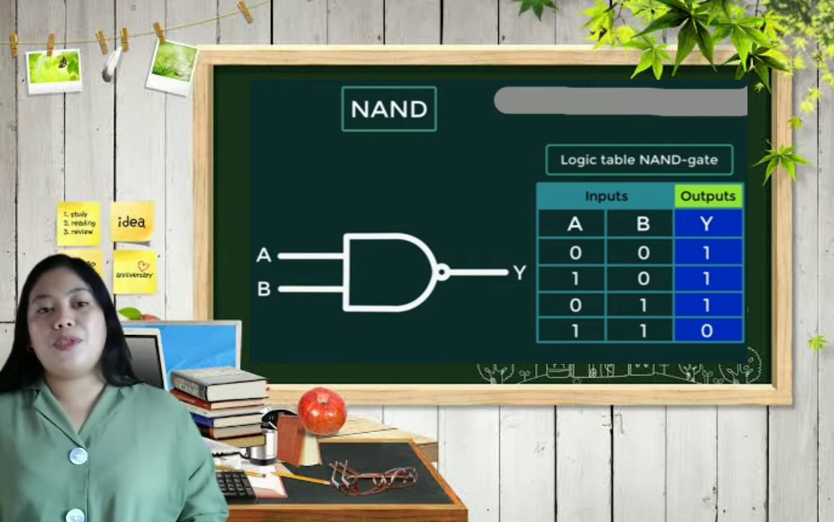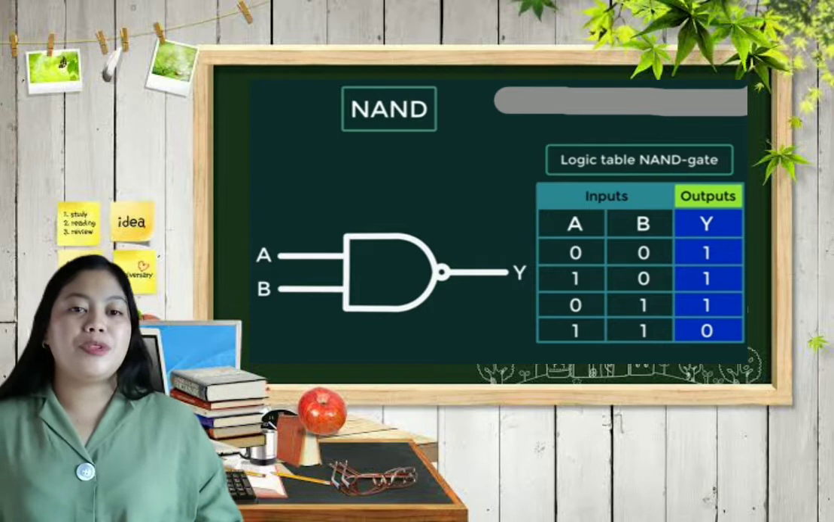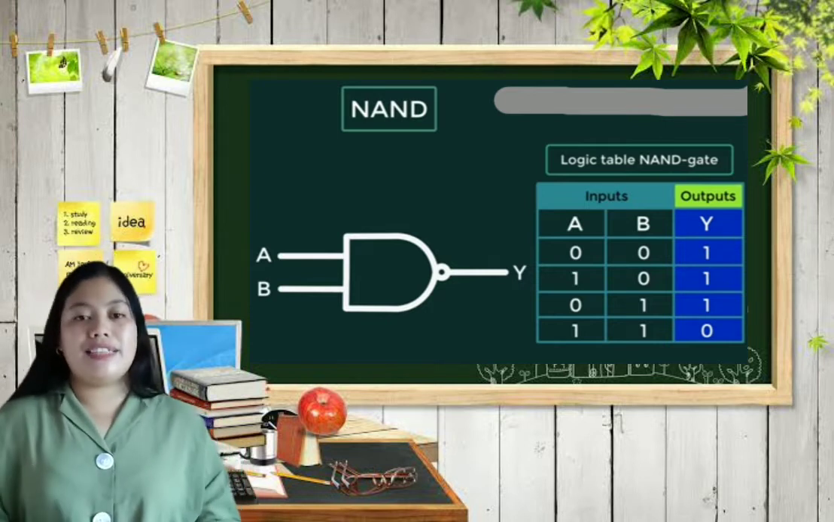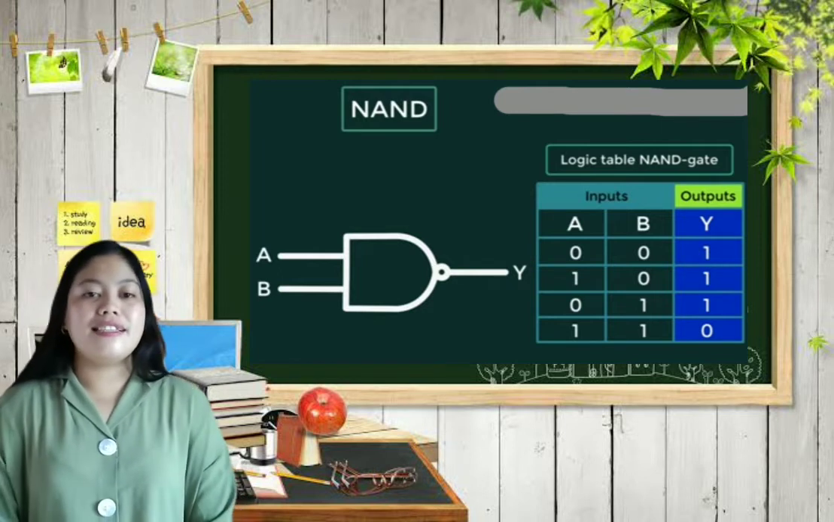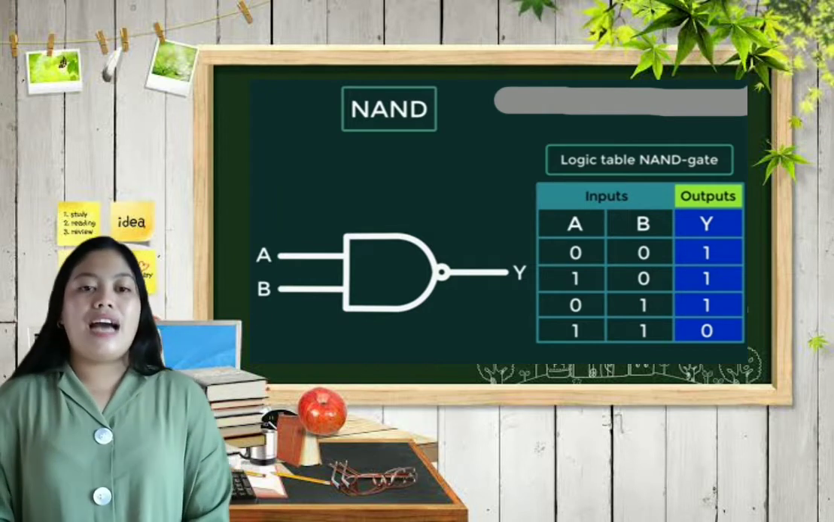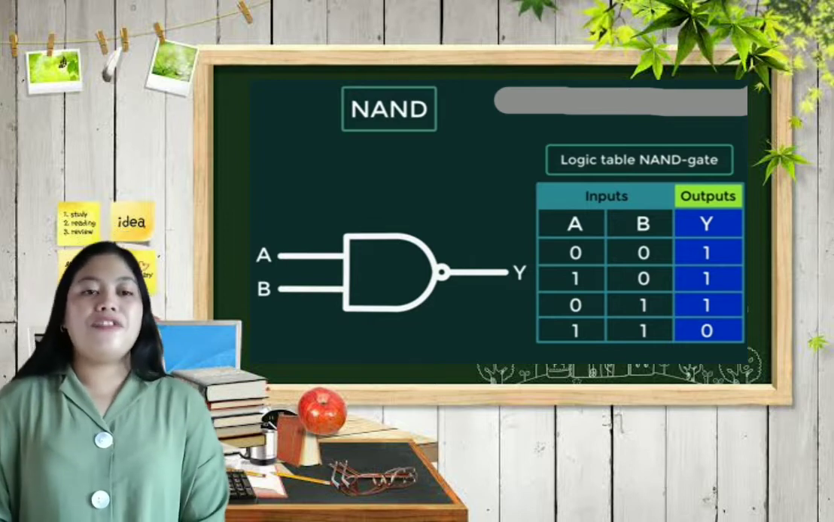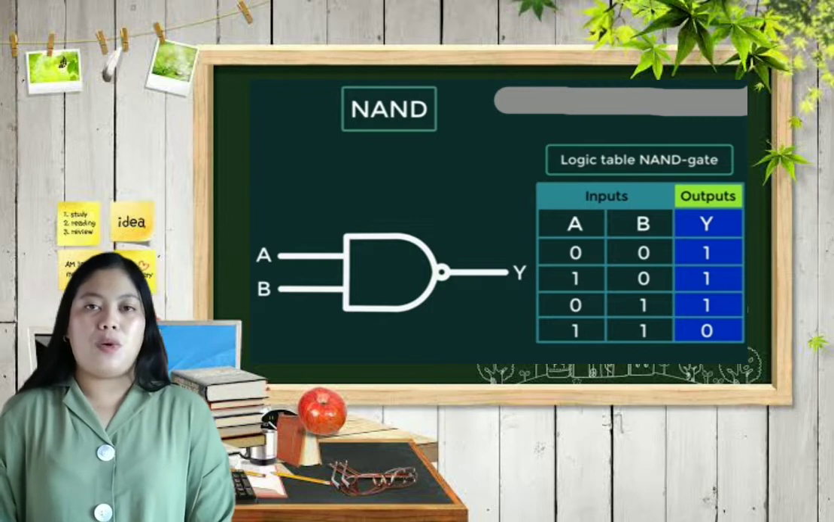The first inputs will be A equals 0 and B equals 0. The output of the AND gate will be 0. After passing this output through the NOT gate, we will have the final output as 1. For the second set of inputs, A equals 1 and B equals 0, the output of the AND gate for these inputs will be equal to 0. After passing through the NOT gate, we will have the final output as 1.